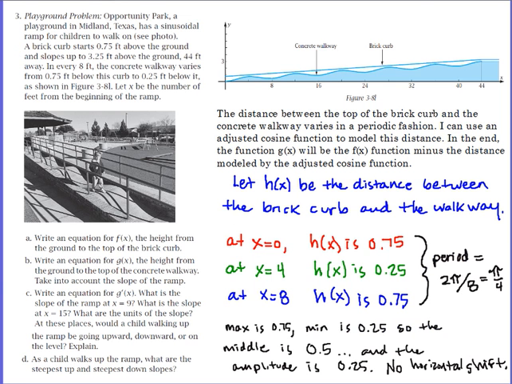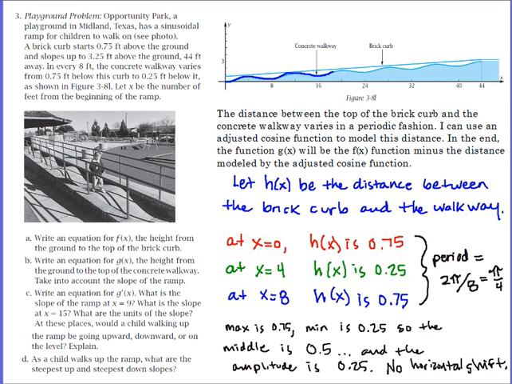And we can move on to part B, and in this case we're trying to build an equation for g of x, the height of the ground to the top of the concrete walkway. So that's this kind of curvy line that we have here. And that's going to be kind of hard to come up with that equation.